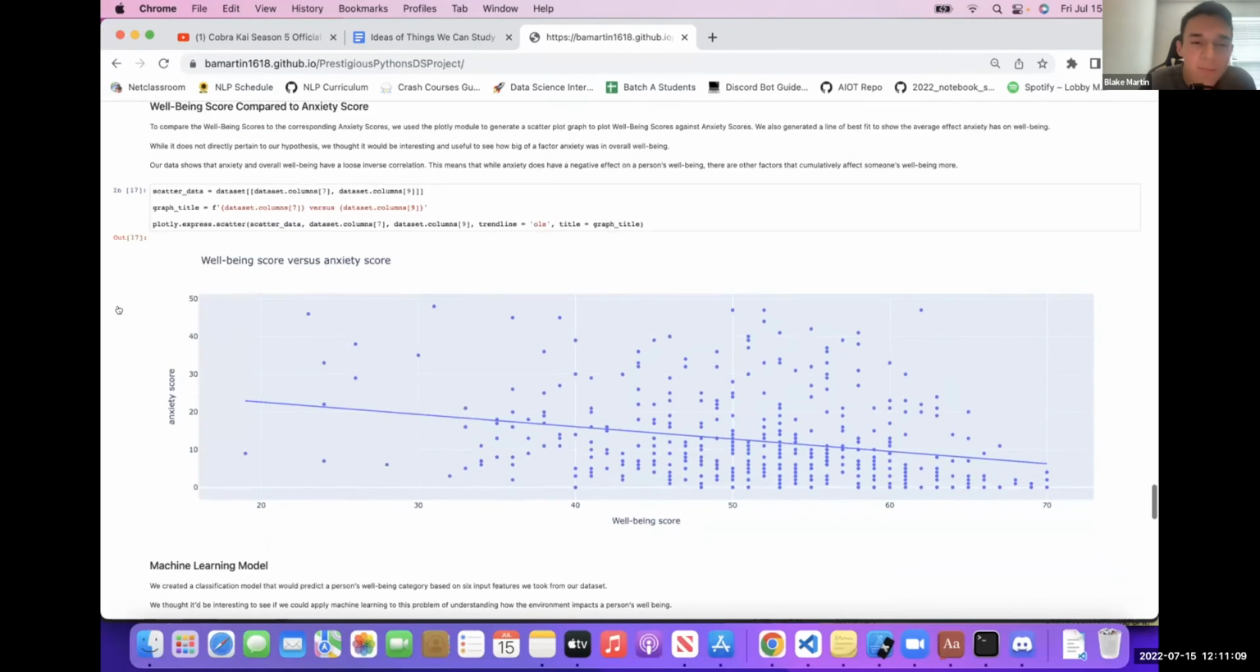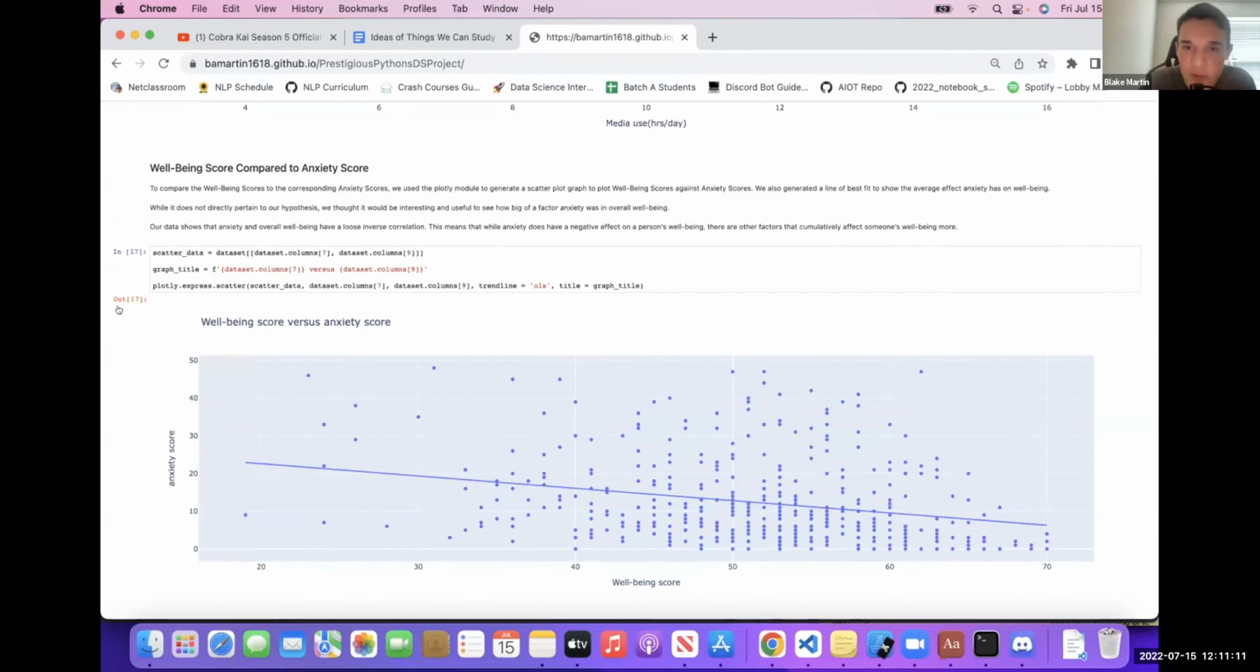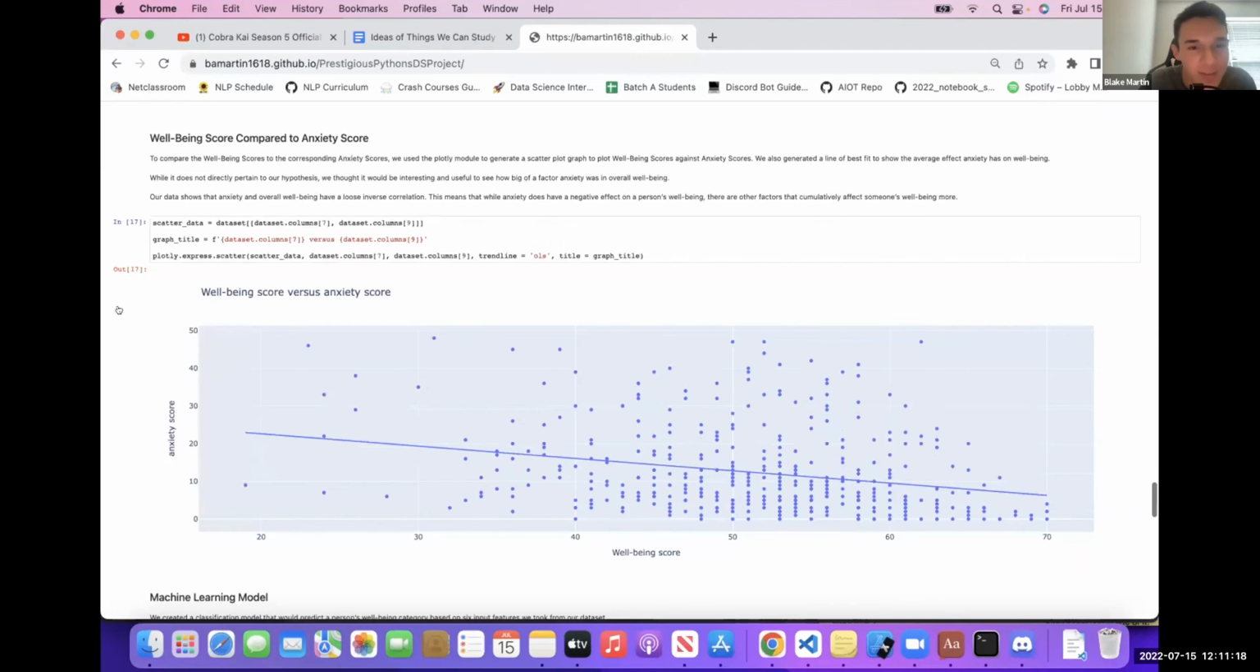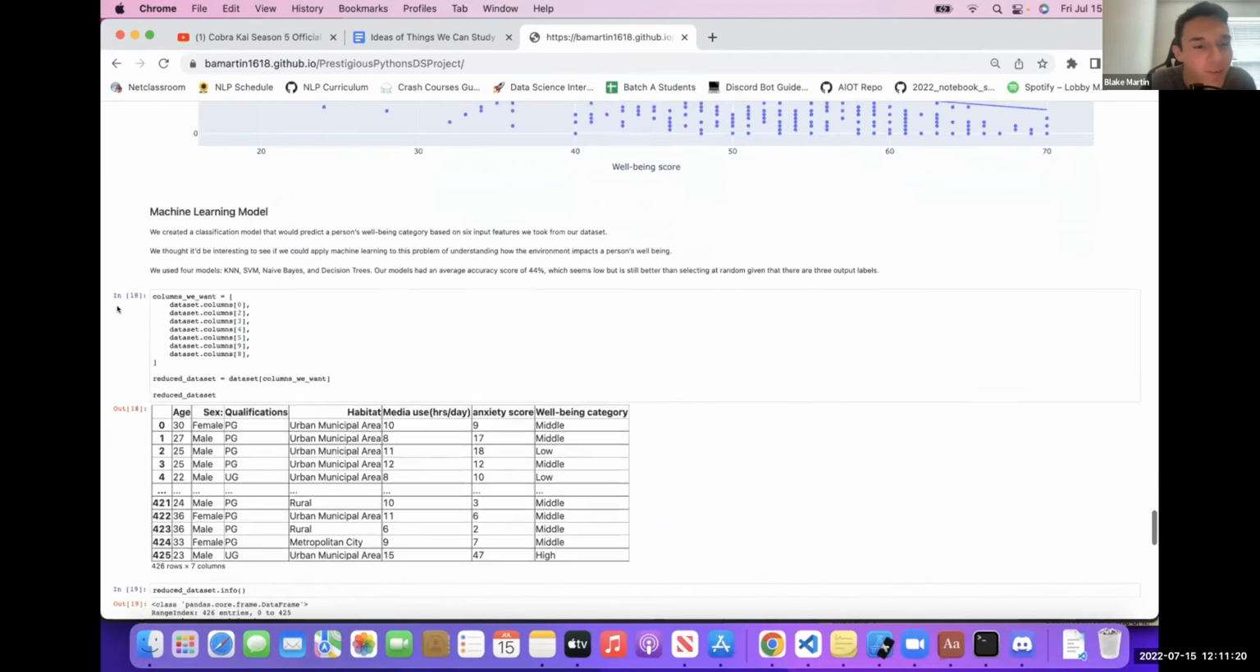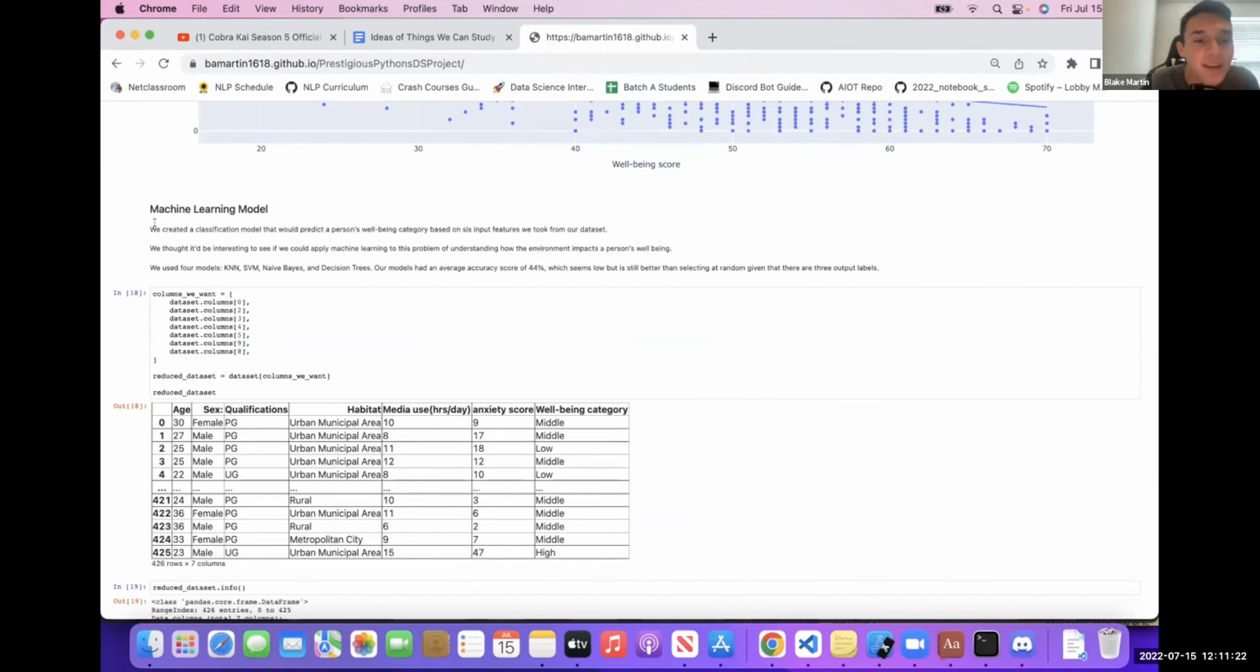So I did mention that in this course we were not going to focus on machine learning, but this group pulled a Hail Mary, and we were able to create a small predictive model. So we created a classification model that would predict a person's well-being category based on 6 input features we took from our data set. We thought it'd be interesting to see if we could apply machine learning to this problem of understanding how the environment impacts a person's well-being.